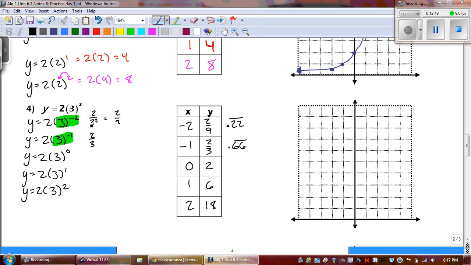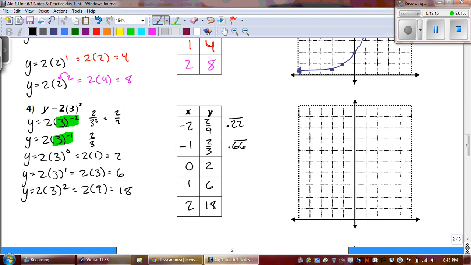So remember, when your exponent's 0, your base turns into 1, and then 2 times 1 is 2. 3 to the first power is just 3, and 2 times 3 is 6. And for the last one, 3 squared is 9, and 2 times 9 gives us 18.